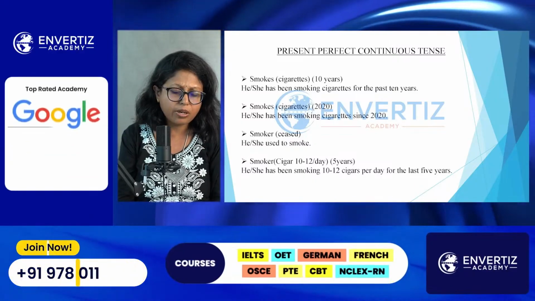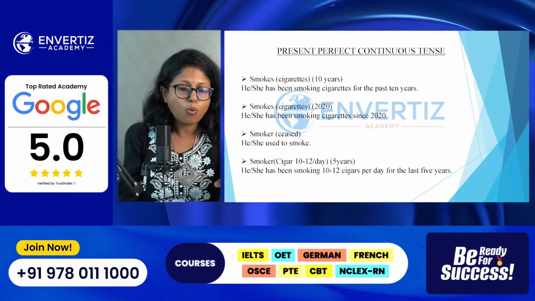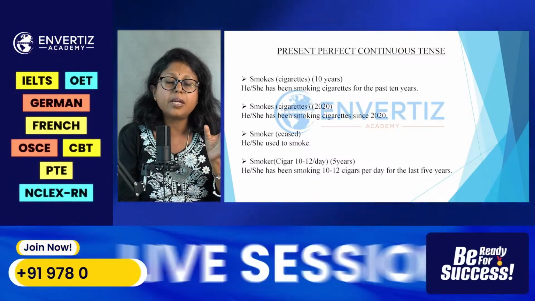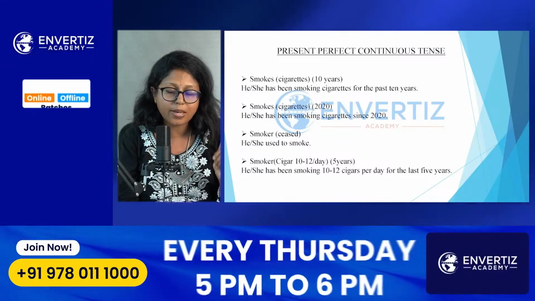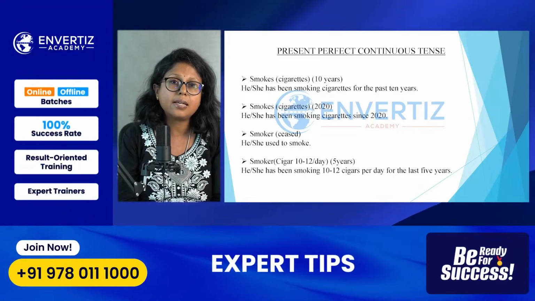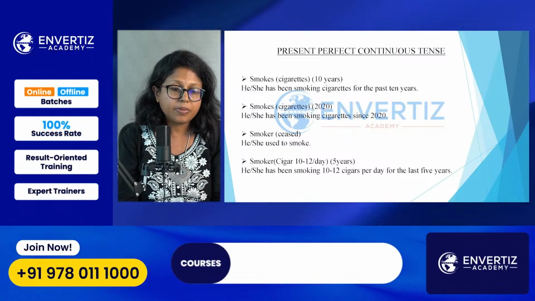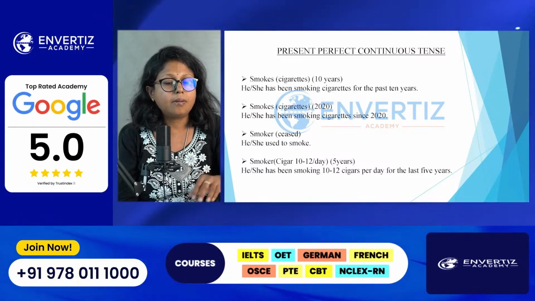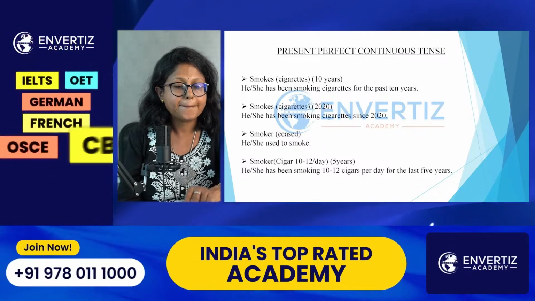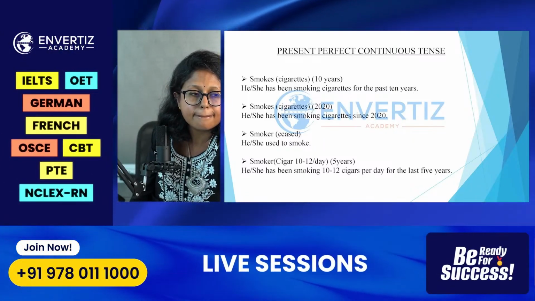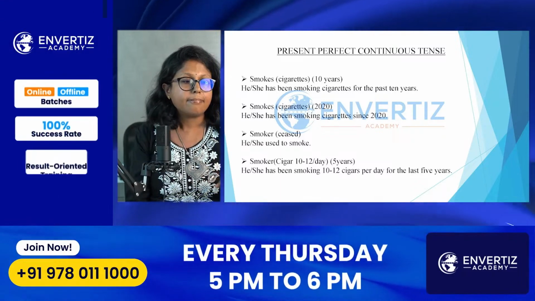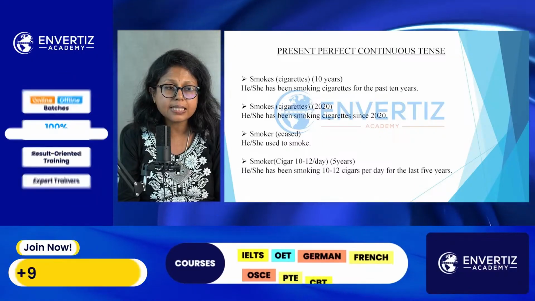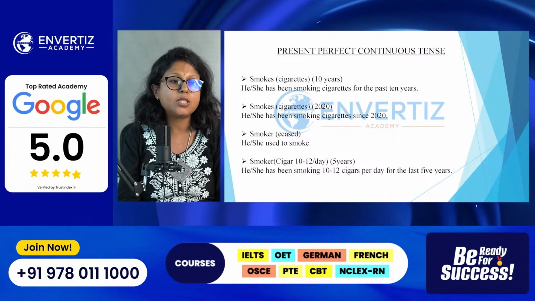Now, let me give you a different scenario. If it's smokes, the same thing, cigarettes, and instead of the time period we have a particular year, say 2020. How would you be using that in a sentence? Yes, can I have the answers, please? The second one would be he or she has been smoking cigarettes since 2020.